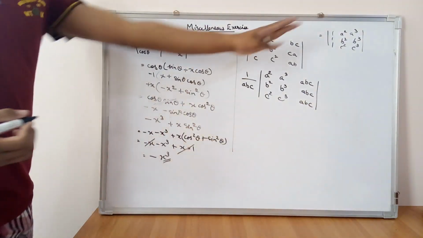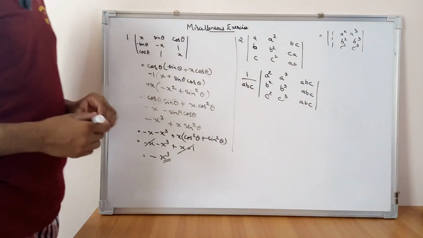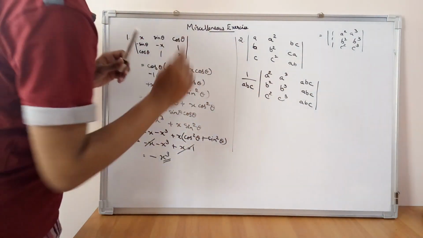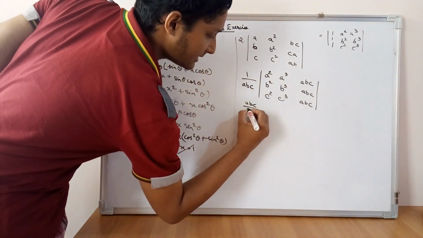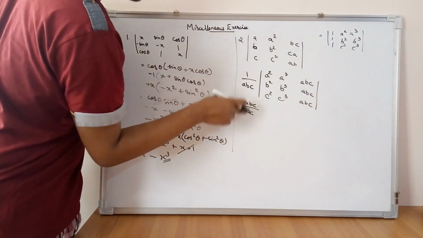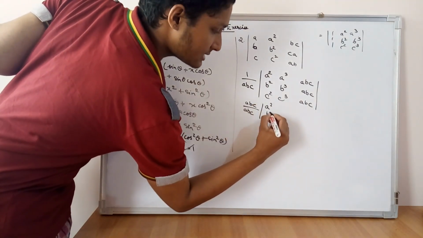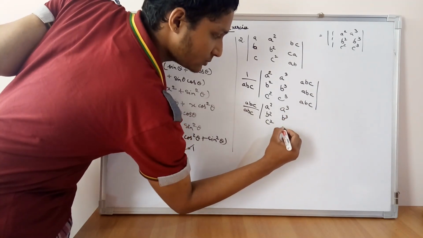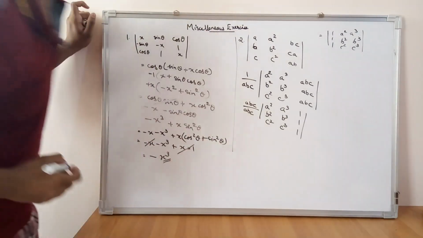Whenever we see something common in one column, we should always remove that. We have ABC common from C1, so we need to remove that. So ABC divided by ABC. This was ABC which I removed from the column. This ABC is whatever is here. So this becomes a square, b square, c square, a cube, b cube, c cube, 1, 1, 1. This much we got.